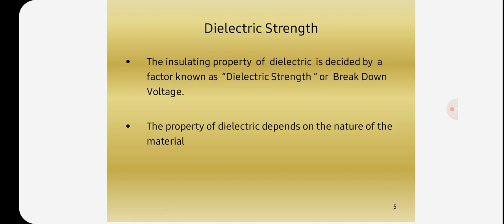The maximum voltage or maximum dielectric stress that the material or dielectric can withstand without rupture or breakdown is called dielectric strength. It is measured in kilovolts per mm, kilovolts per centimeter, or kilovolts per meter.